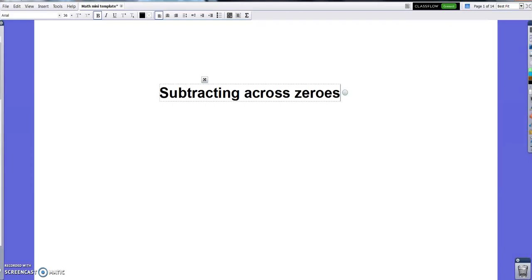Good evening, fourth graders. We are going to keep working on our subtraction standard algorithm today. Today's topic is subtracting across zeros.